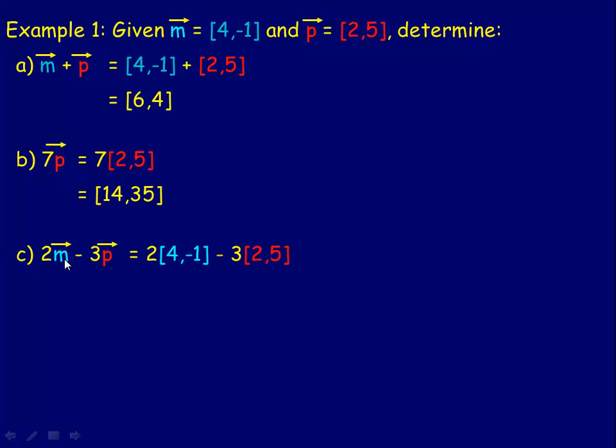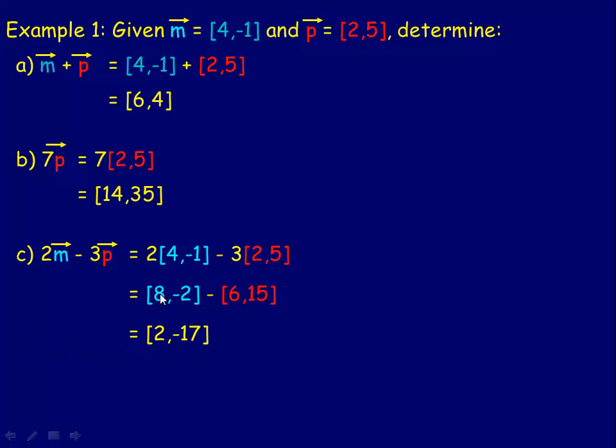To calculate 2m minus 3p, this is 2 times vector m minus 3 times vector p, and we would do the scalar multiplication first. So 2 times [4, -1] is [8, -2]. 3 times [2, 5] is [6, 15]. Now notice I'm leaving the subtraction sign here. I'm not actually expanding a -3 in here. You actually could do that, and then this would be plus [-6, -15], and that would work.